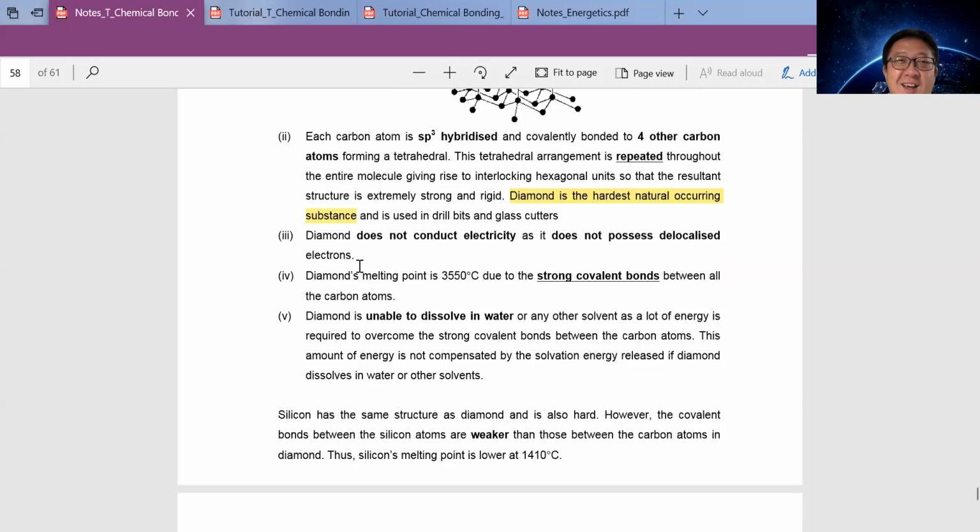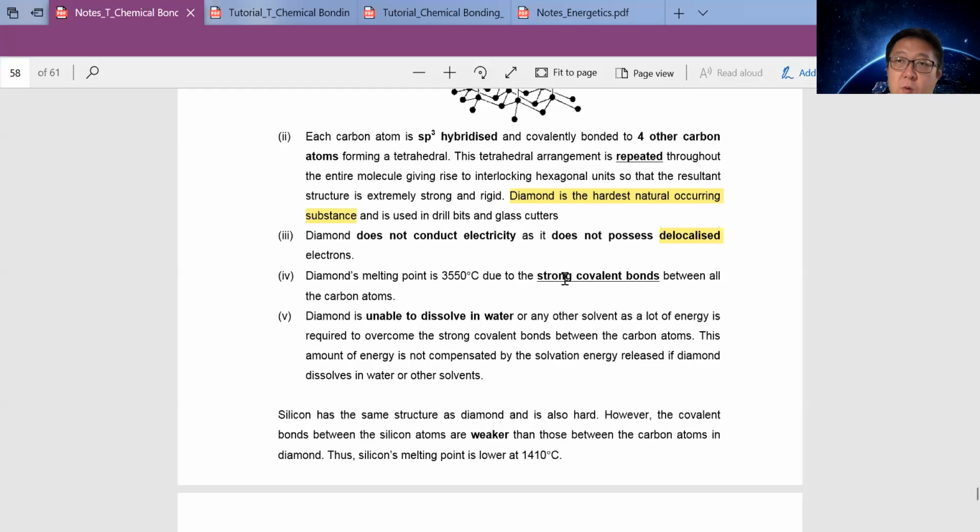Okay, point 3, they do not conduct electricity because they don't have delocalized electrons. Now remember, that's the difference between diamond and graphite. Diamond cannot conduct electricity, but graphite can, because remember, in graphite, 3 electrons are being used. Later, I'll show you the structure for graphite. So diamond has a very high melting point because of strong covalent bonds.